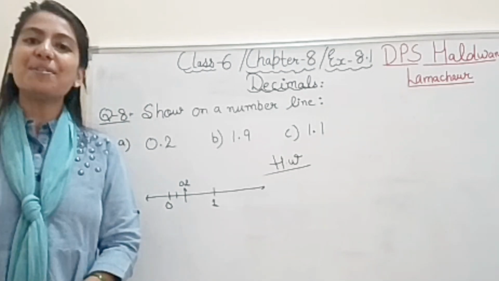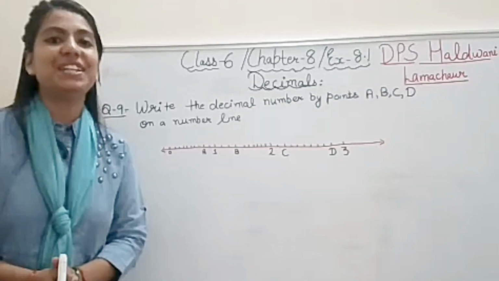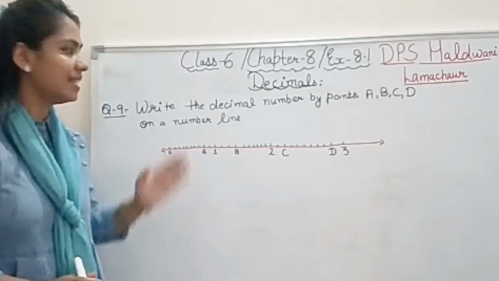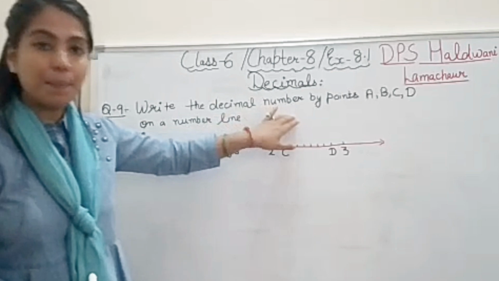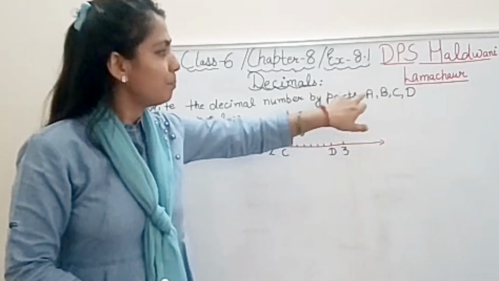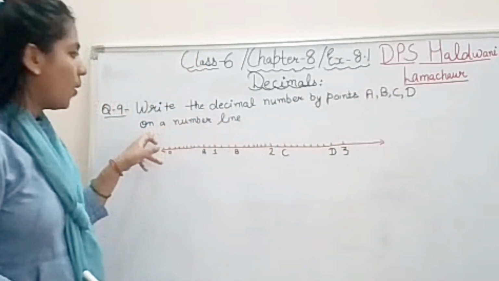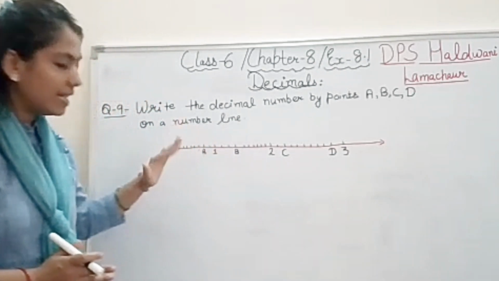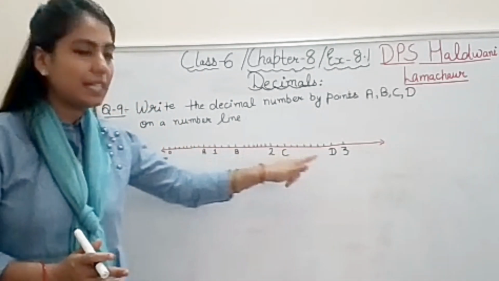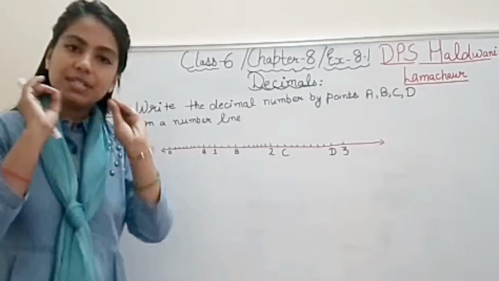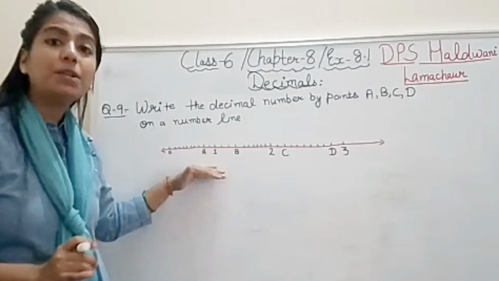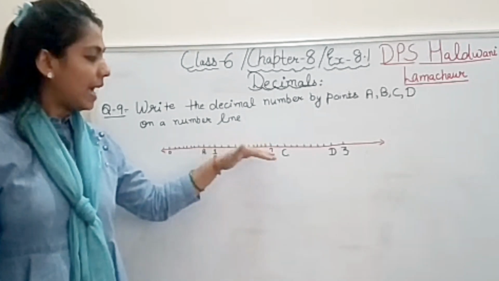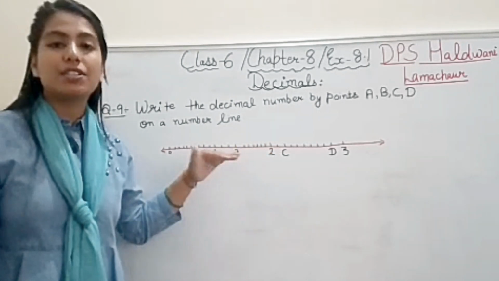Very simple. Now coming to our next question. Again, student, we have the same type of question in question number 9. Write the decimal number by representing the points A, B, C, D on a number line. This is a number line, and in this number line A, B, C, D points are mentioned, and you just need to tell at what point A is situated, at what point B is situated.